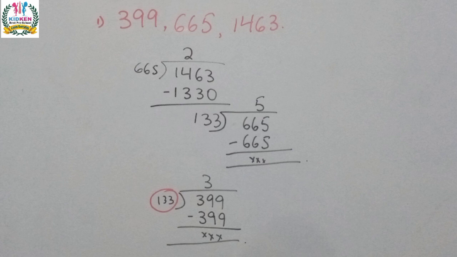So the remaining value which is not used in this division is 399. So we can divide 399 by our first divisor, which is 133. So we write 133 into 399. This is again completely divided. So 133 3s are 399. So our HCF of these values is 133.